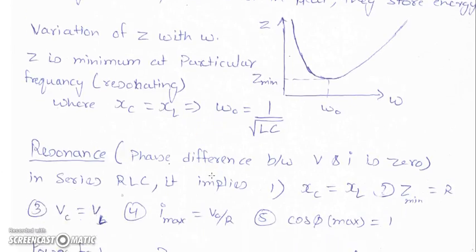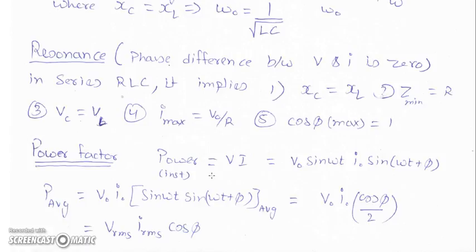So at resonance, what are a few important points? At resonance, the phase difference between voltage and current becomes 0, as XC is equal to XL, so tan phi, which is XC minus XL by R, will be 0. You can say the phase difference is 0 between voltage and current. It also means that Z will be minimum, which is equal to R. Voltage across the capacitor will be equal to voltage across the inductor. Current will be maximum, which is V naught by R.